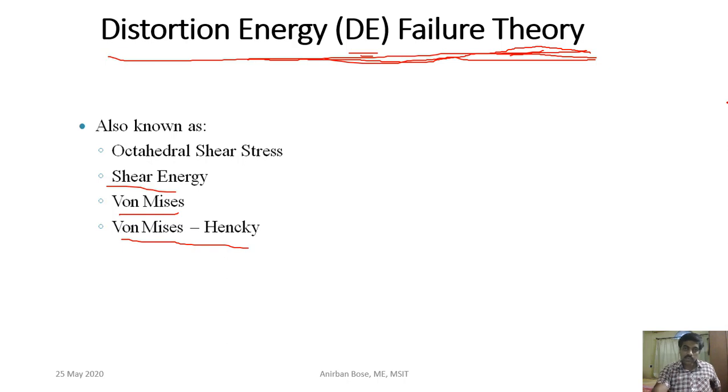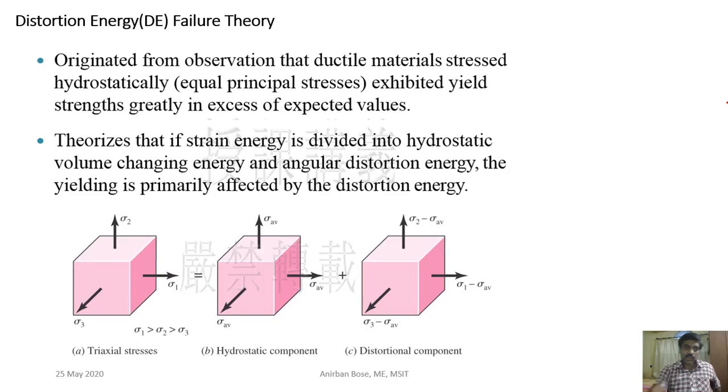First of all, we have to understand what we mean by distortion energy theory. But before that, we have to know why we are going for another theory. The reason is that it originated from the observation that ductile material stressed hydrostatically, that means with equal principal stresses acting, exhibited yield strengths greatly in excess of the expected values.